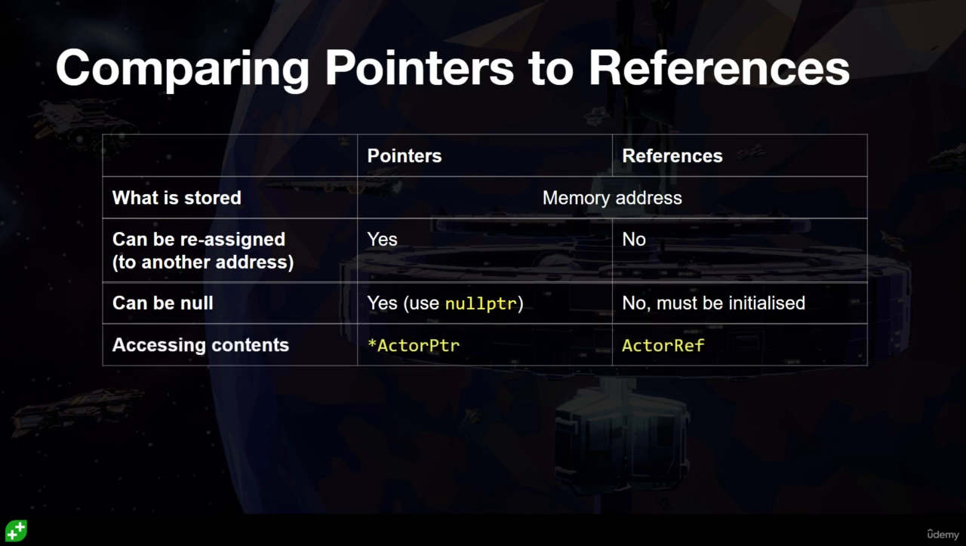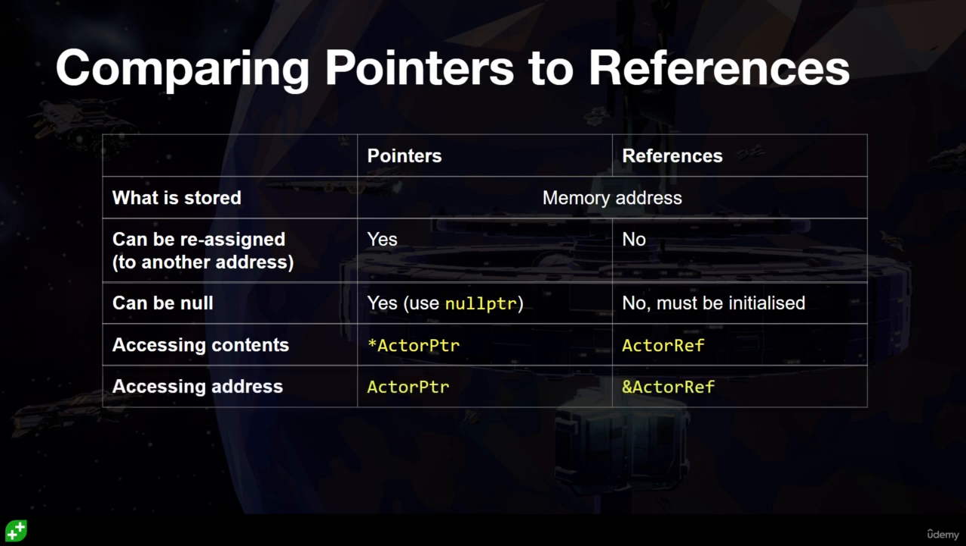When you access content with a pointer, you have to use some special syntax. You have to put this star in front of the pointer to make sure you're getting the value in the pointer, not the memory address. With references, because you never really need to get hold of the memory address, you can just use the variable as if it was the variable it's pointing to. You don't have to use any special syntax.